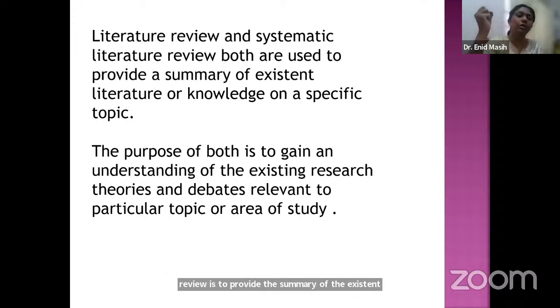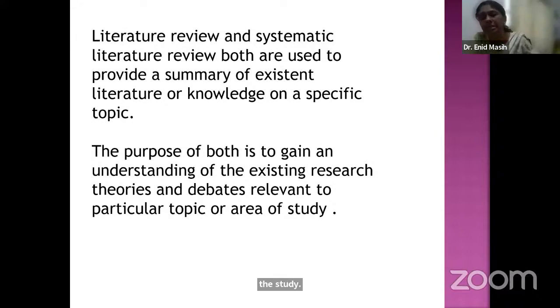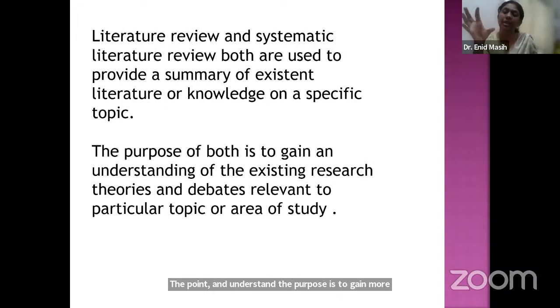The purpose of both is to gain understanding of the existing research, theories and debates relevant to the particular topic or the area of the study. The purpose is to gain understanding. The purpose is to gain more insight. The purpose is to gain more in-depth knowledge about any of the topics on which we are doing our research.